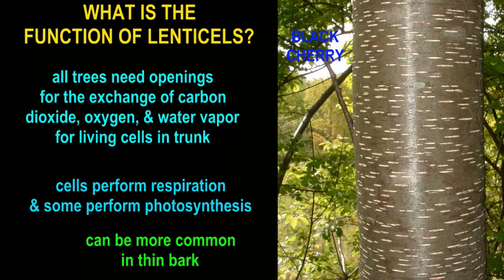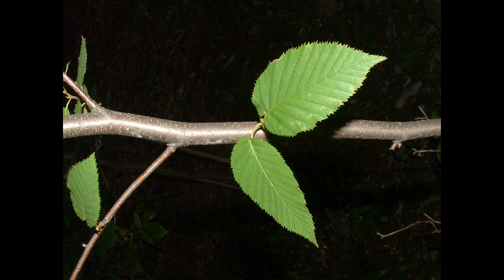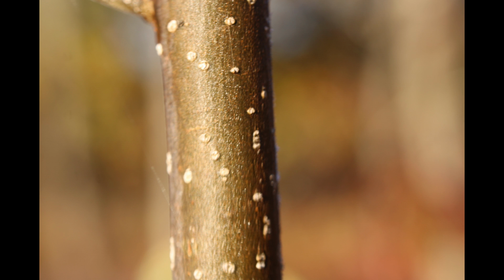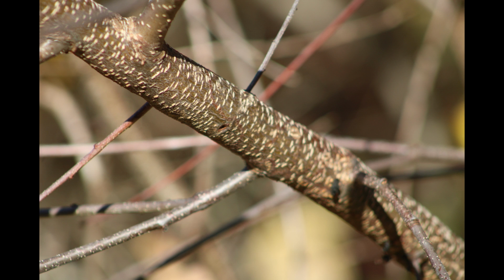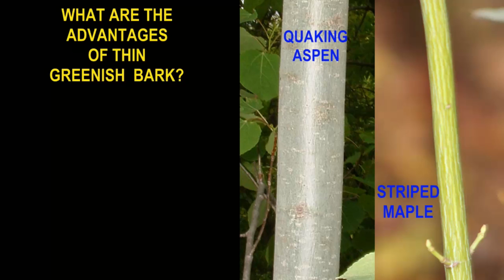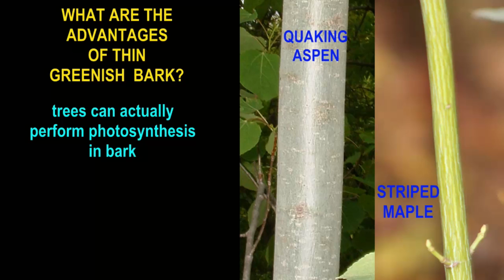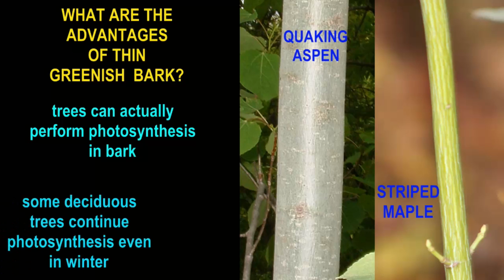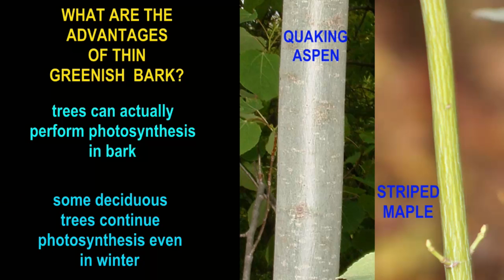So there are living cells within the bark of a tree. Living cells perform respiration. They need oxygen and they release carbon dioxide as a waste. And some can perform photosynthesis, in which they need carbon dioxide and release oxygen as a waste. These gases need to be exchanged, and so the presence of lenticels helps gas exchange for the living cells just inside the bark. If bark is thin, it might allow cells to actually perform photosynthesis. In some trees, this is more important than in others.